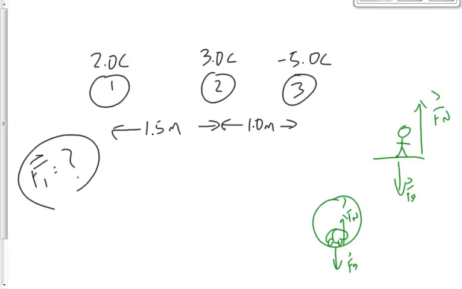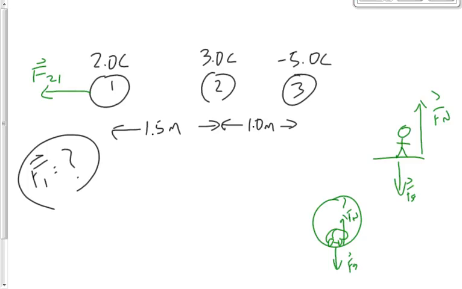So let's look at 1 and 2. 1 and 2 are both positive. They repel each other, right? That means 2 is going to push 1 to the left. 1's positive, 2's positive. 1 gets pushed away from 2. What happens to number 2? It gets pushed away from number 1. But I don't really care about that, right? What am I asked to find? The force on number 1. So even though there is a force on number 2, it's not relevant to me.